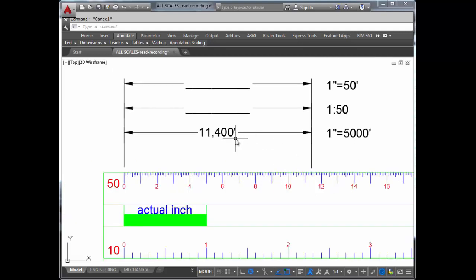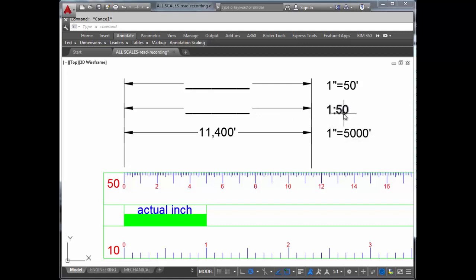We have to put the foot mark in here because of the scale that's being used. The scale itself expresses that we're using 1 inch on paper to represent 5,000 feet in real life. So our answer always needs to have the foot mark to indicate the unit of measurement in actual size that we're using.